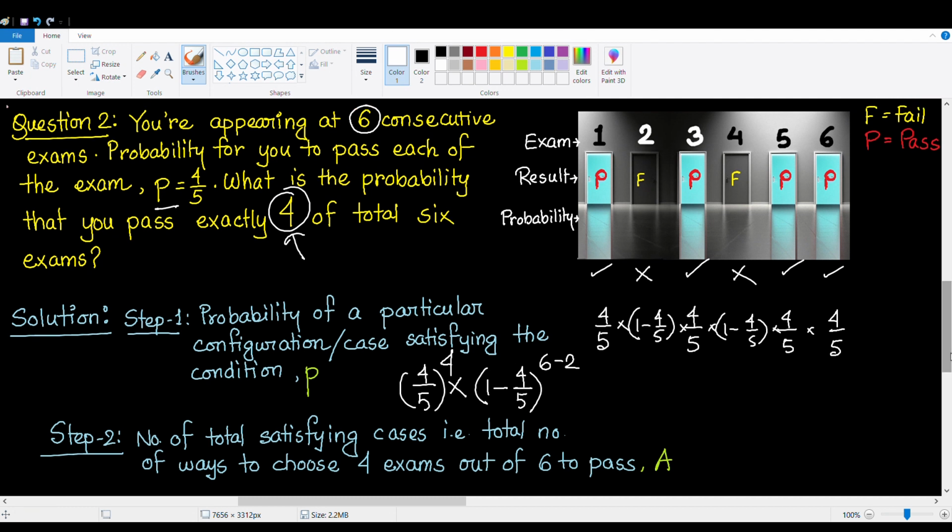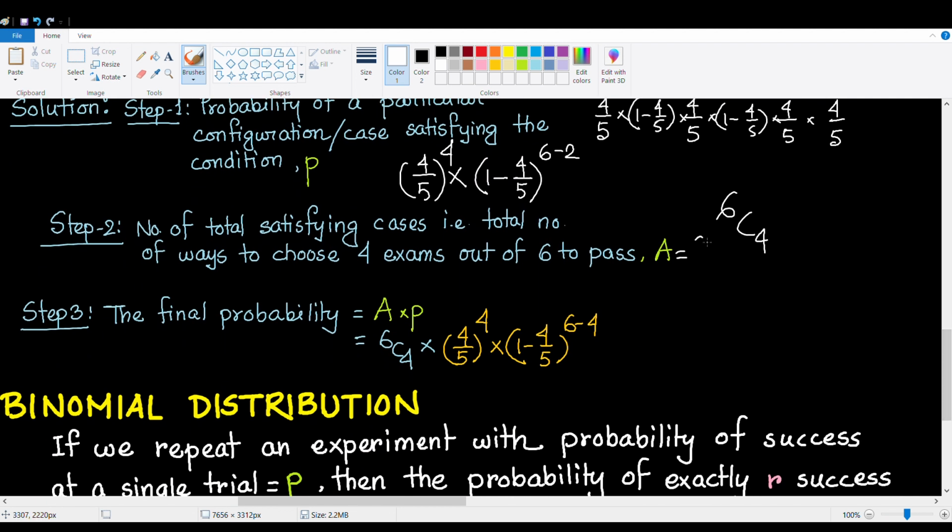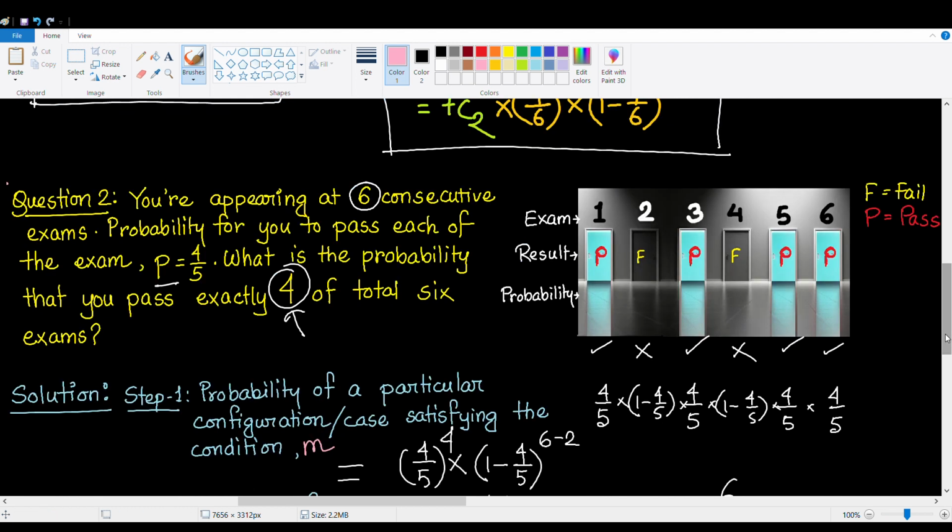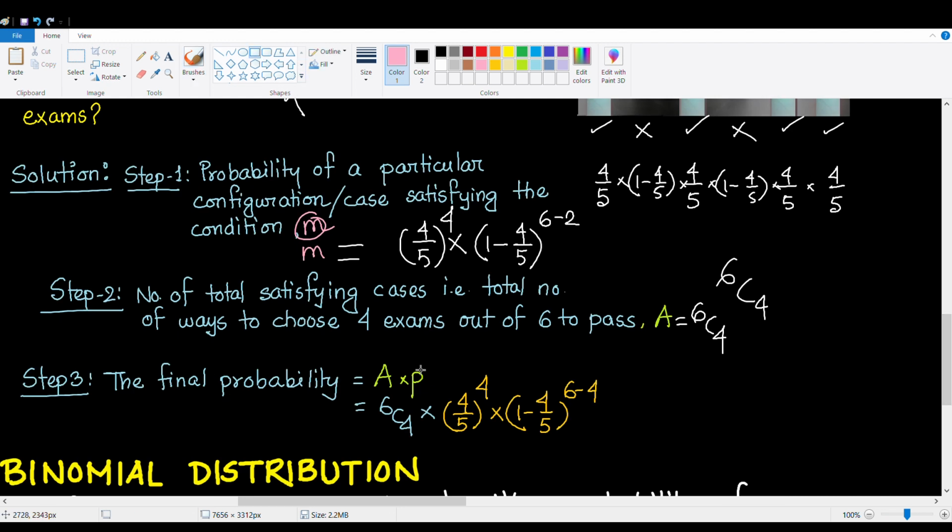So how many configurations are there where we pass 4 exams out of 6? You know that from 6 exams, you can choose any 4, so 6C4 is the number of ways to pick any 4 exams to pass. Now the final result would be, say it's A, so A is 6C4. The probability of a particular configuration that satisfies the condition is M. Sorry, this shouldn't be P, it should be replaced by M, as we've already taken P for something else. So A times M is the final probability, because you know that there are 6C4 cases and all of these cases have the same probability equal to M. So therefore all of the M's added will be equal to A times M. So A equals 6C4. The final result is 6C4 times 4 by 5 to the power 4 times 1 minus 4 by 5 to the power 6 minus 4.